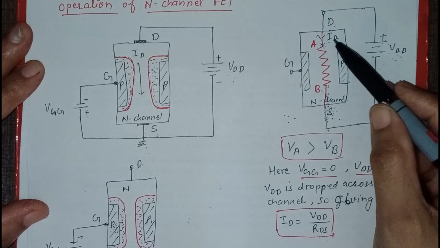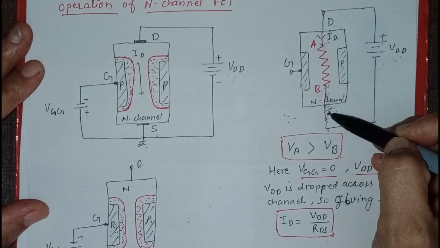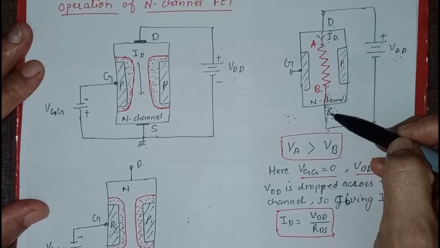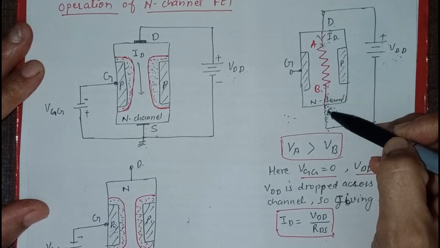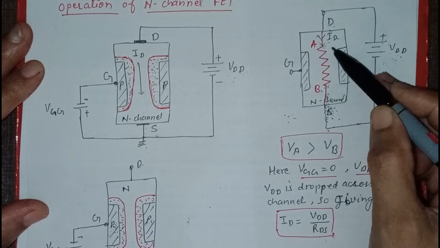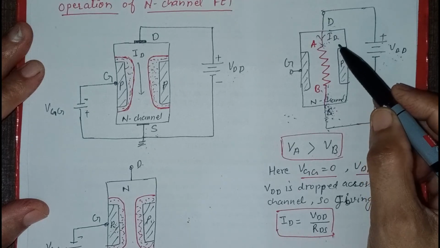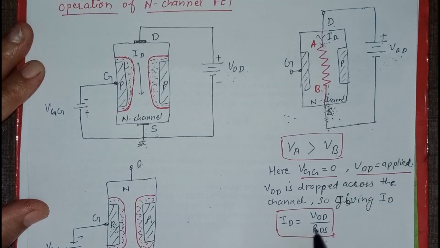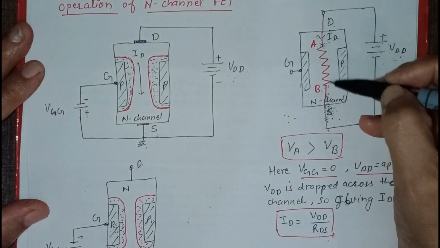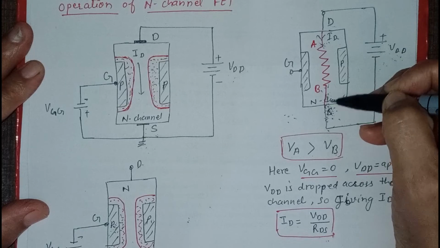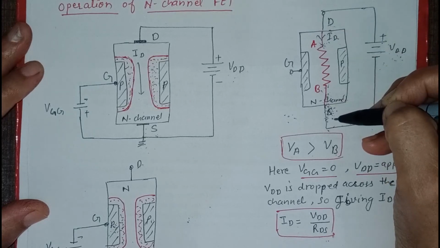We will observe that there is a voltage drop across this channel between the drain and the source. As there is a voltage drop, there must be a current flowing through this channel, and this current is given by ID, and this is given by ID equals VDD upon RDS. This RDS is the resistance of this channel, meaning between the drain and the source.